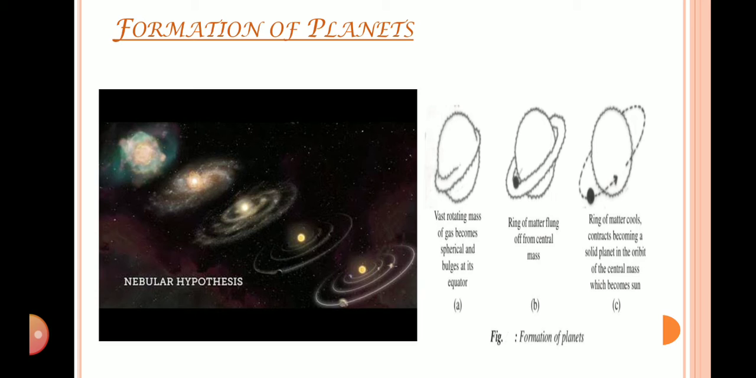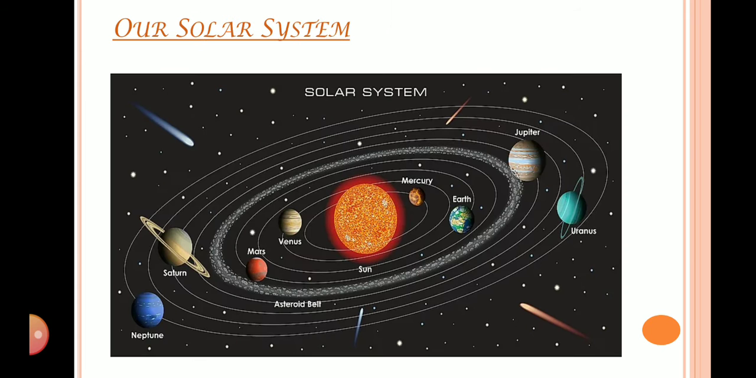In the final stage, these large number of small planetesimals accrete to form a fewer large bodies to form the planets. In the same way, our solar system is formed.